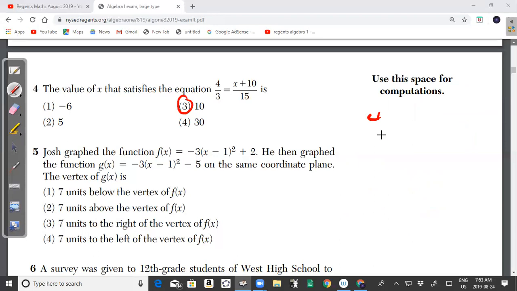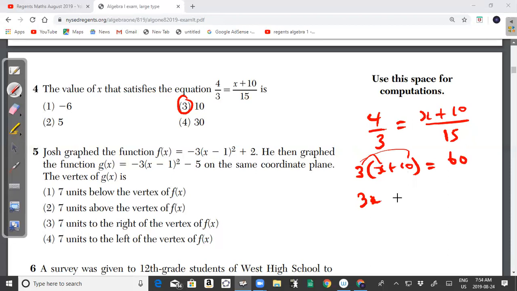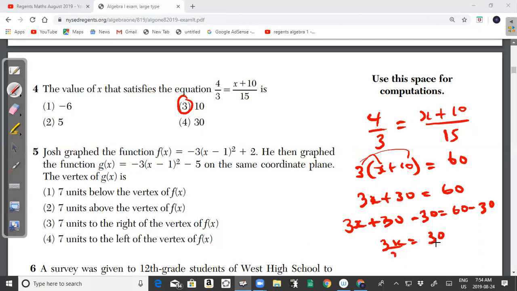The other way you can do it is to cross multiply. So 3 multiplied by x plus 10 is equal to 15 multiplied by 4, which is 60. I distribute here, 3 times x is 3x, and 3 times 10 is 30, is equal to 60. I subtract 30 from both sides, that gives me 3x is equal to 30. I divide both sides by 3, x is equal to 30 divided by 3, which is 10. So you can see that for question 4, the answer is choice 3. All right, let's move on to question number 5.